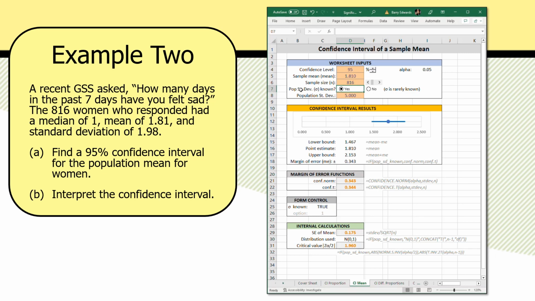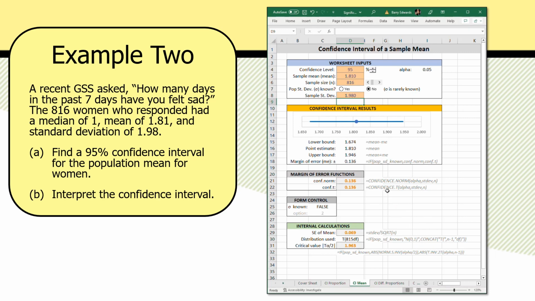Now here's something to take a look at. The worksheet asks whether the population standard deviation is known. It's not known in this case because it's reported to us in the problem. The standard deviation of 1.98 comes from this GSS sample. So the sample data is being used to estimate the population standard deviation. And this is the typical case. It's rare that you would know the population standard deviation. And we input the sample standard deviation, 1.98. With those inputs, we'll get the confidence interval.